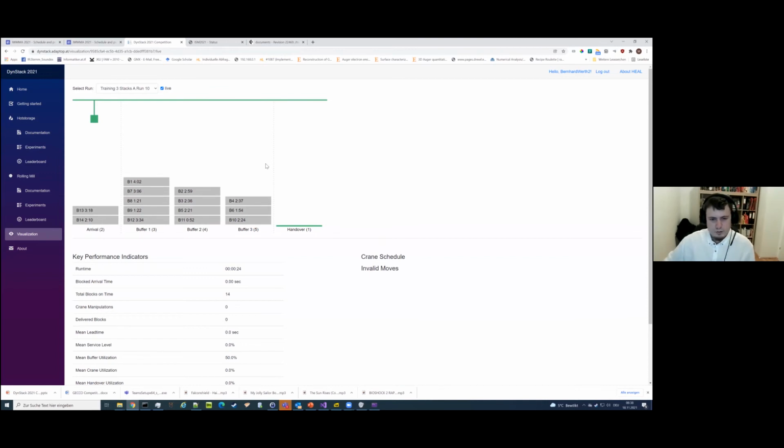But at first, we see the first and probably best tool for benchmarking dynamic optimization algorithms, visual inspection. I think you can all agree with me. Well, we have blocks arriving on the arrival stack. We should probably do something about this.